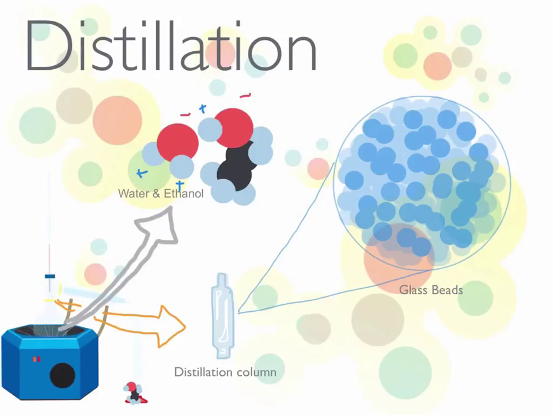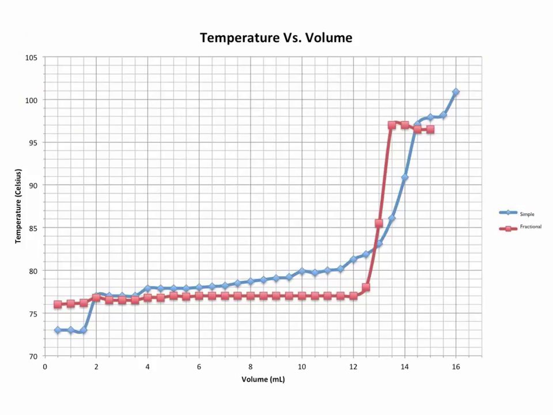For both simple and fractional distillation, the temperature was recorded for every corresponding 0.5 mL collected of the distillate. With the data collected from the experiment, a line graph was made with temperature versus volume. The blue line represents simple distillation, while the red line represents fractional distillation. And as you can see, there's a notable difference between simple and fractional distillation just by looking at the line graph.